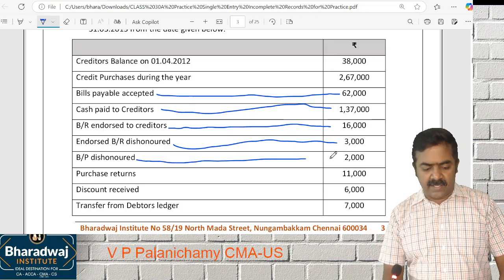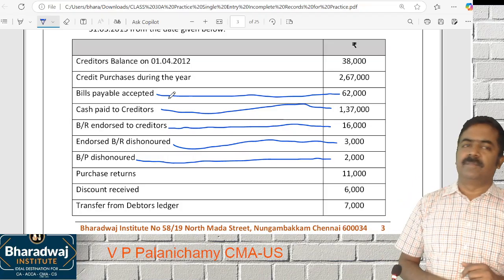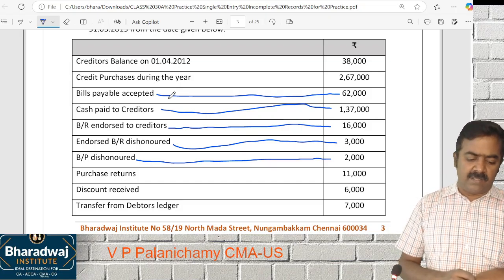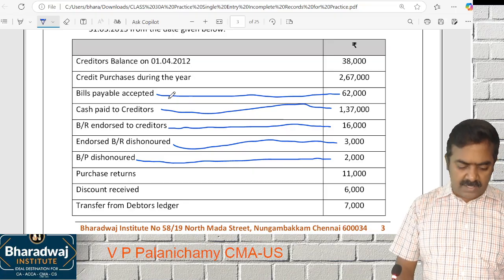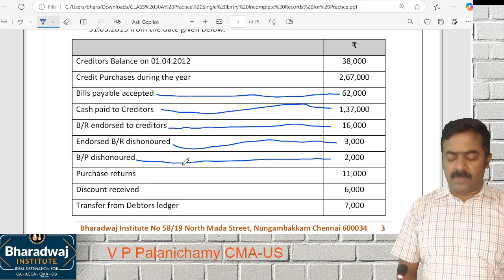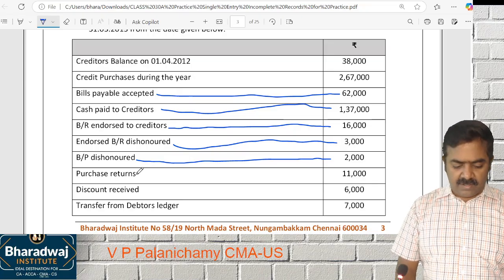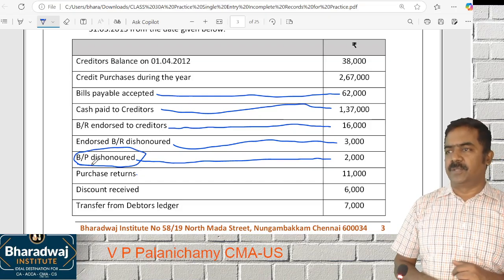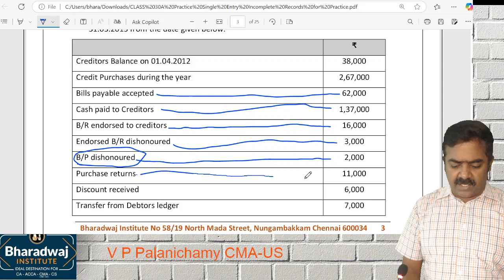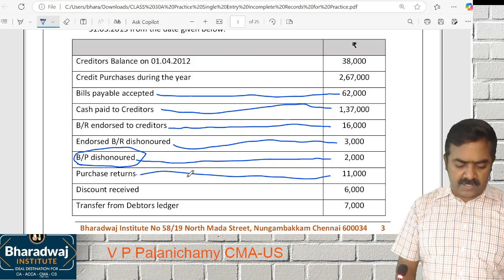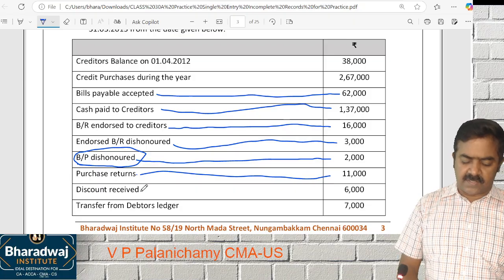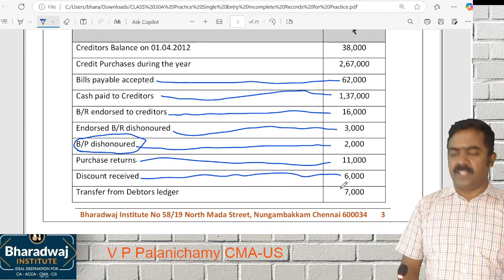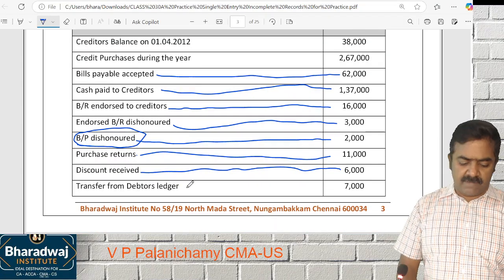Bills payable dishonored. For bills payable accepted, what is the entry? Creditors to bills payable. When it is dishonored, what is the entry? Bills payable account debit to creditors account. Then purchase returns. What is the entry? Creditors to purchase returns. Discount received. Creditors to discount received. Transfer from debtors ledger.